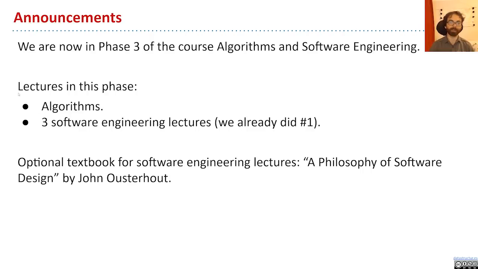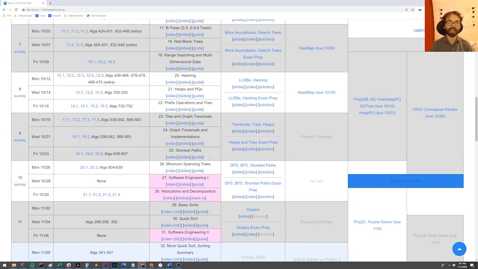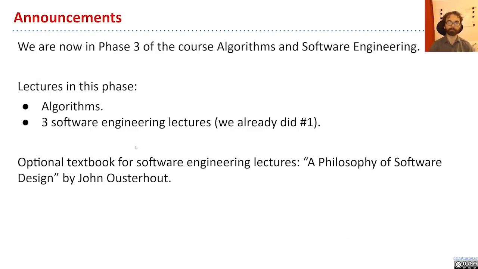For these lectures, I should note, there is an optional textbook by John Osterhout called A Philosophy of Software Design, and Software Engineering 1 and 2 were both very heavily based on this book, and I highly recommend it.